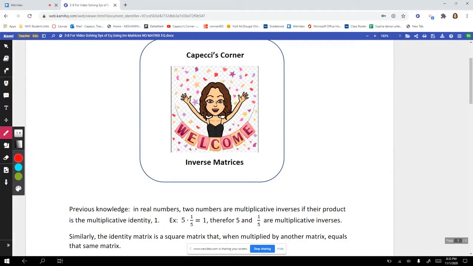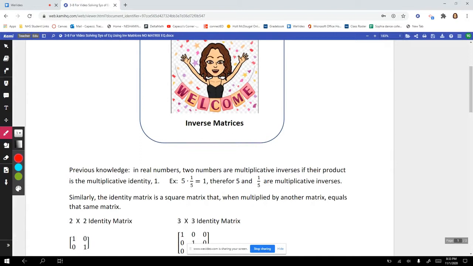Today on Capechi's Corner, we're going to look at inverse matrices. Now, in things that you've known from the past, 5 times 1 over 5 is equal to 1. That works because 5 and 1 over 5 are multiplicative inverses.